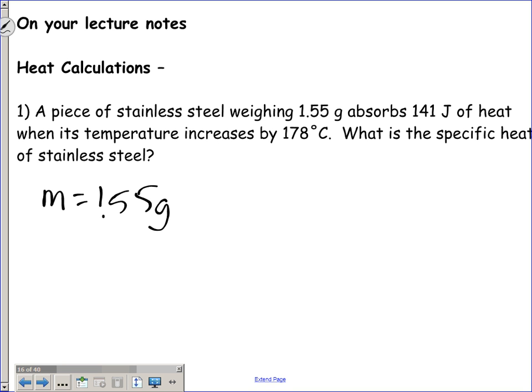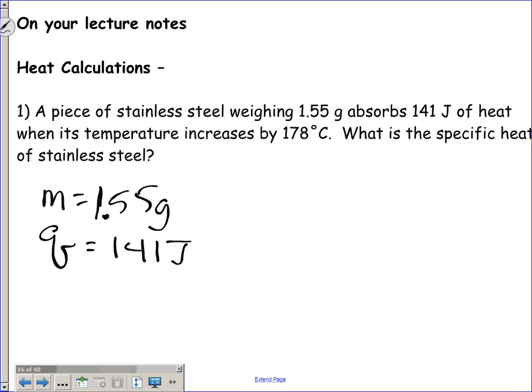All right, so I'll wait on you guys. You can read it and write down your givens. And then tell me what we're solving for as well. All right, JT, what was one of your other givens? 141 joules. All right, what variable is that? Q, right, so you got your foldable, you see the word heat, you should recognize that as Q. Q is 141 joules.